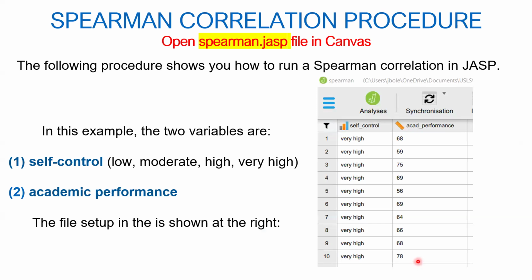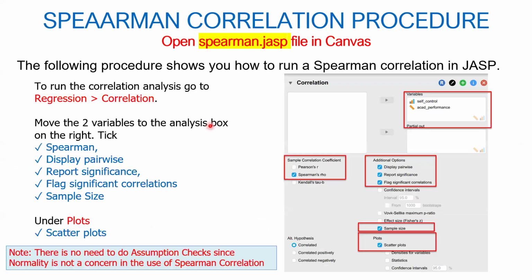Okay, now what are the things we need in order for us to generate the correct outputs needed for analysis involving the Spearman correlation? So here, the following procedure would show us how to run Spearman correlation in JASP. What you will have to do is look for regression, and under regression, you choose correlation. When you choose correlation, this window will appear, right? Now we need to transfer the two variables from this part of the window to the variables box. So we have the self-control and academic performance.